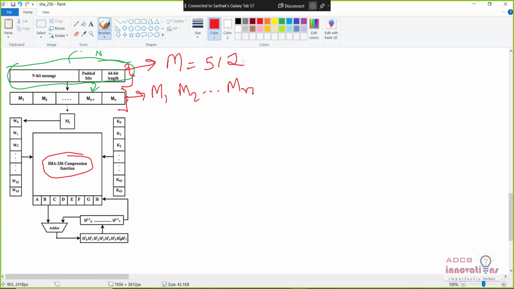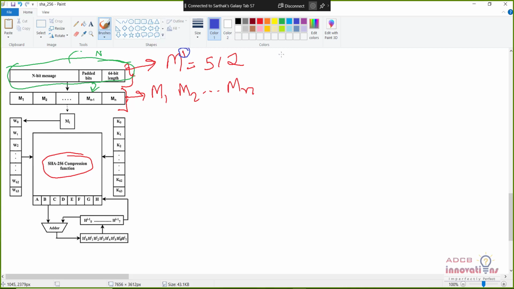or a multiple of 512 bits. So when m is only 512 bits, that is our message length is only 512 bits, this is actually m1, that is m superscript 1. Let me just use another color, I will use blue here. So you can see m superscript 1, this is 512.